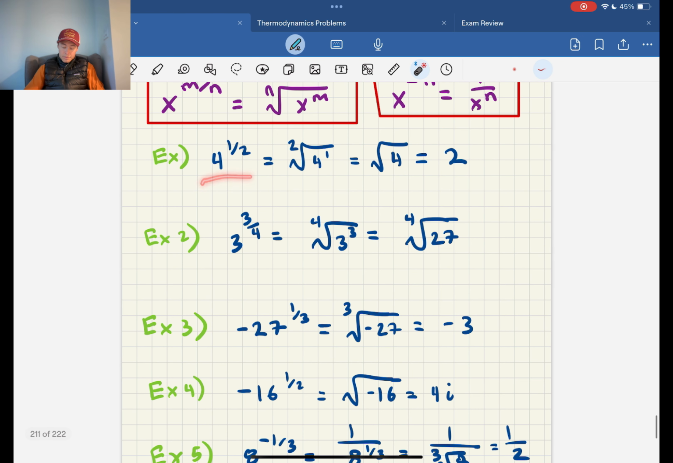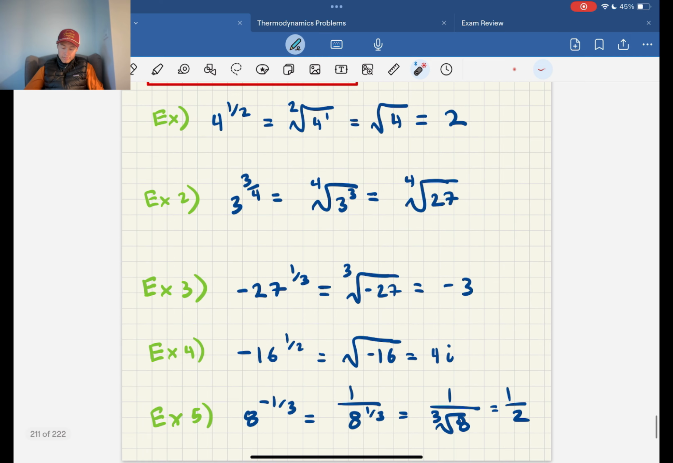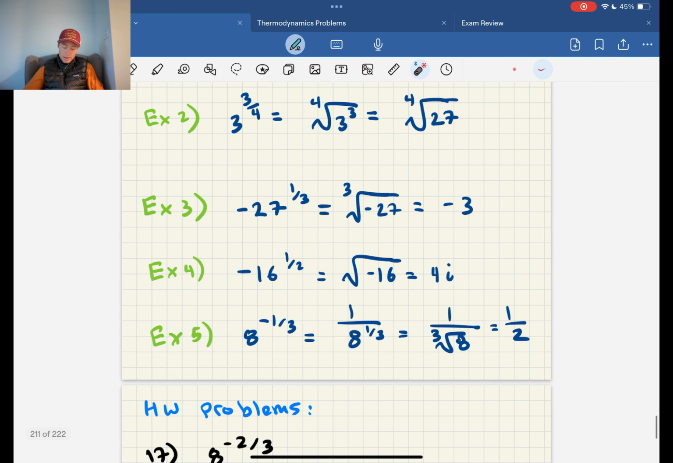4 to the 1/2 is really the square root of 4, which you can write as just the square root without a symbol, because when it's square root we know that it's a 2 out there, and that's just 2. 3 to the 3/4 would be the fourth root of 3 cubed, which is the fourth root of 27, which is not simplifiable without a calculator. It'll give you some decimal answer.